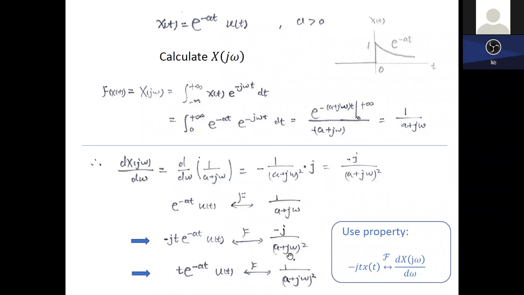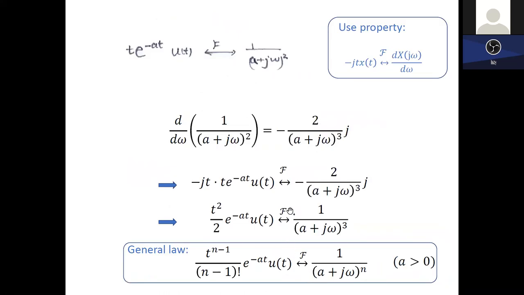And because of linearity, we can cancel minus j on both sides. So t times exponential minus at u of t has the Fourier transform 1 over a plus j omega squared. And we can further extend this result by taking the derivative of the right-hand side again. The right-hand side now is a plus j omega to the power minus 2. After taking another derivative, it is minus 2 times a plus j omega to the power minus 3. And don't forget this additional coefficient j from applying the chain rule.